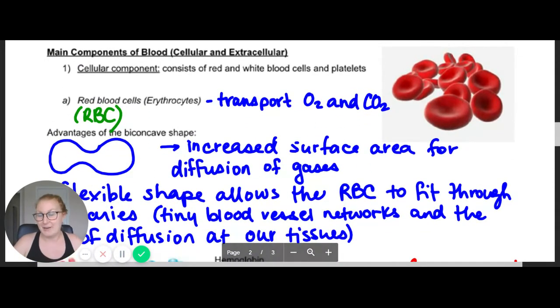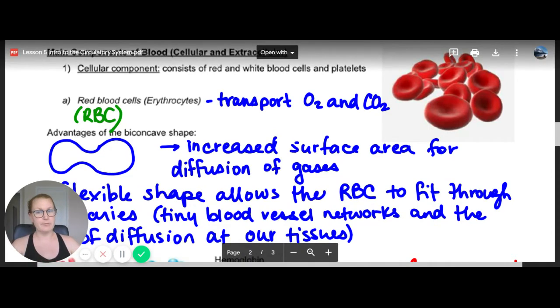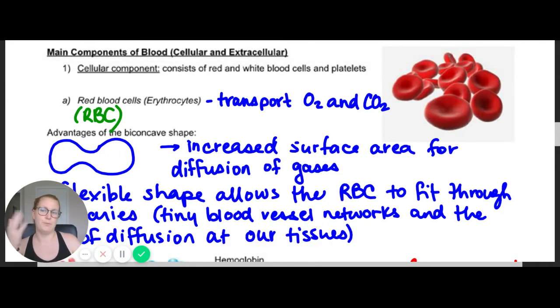So, the main components of our blood now, I was just mentioning there was the plasma, but our blood has a cellular component, which are made of cells, and platelets, which are cell parts, I'll mention soon. And then it has the sort of non cellular component, which we're also going to make mention of soon. So, the cellular component is red and white blood cells as well as platelets. The red blood cells, their whole main job is transport of O2 and CO2.